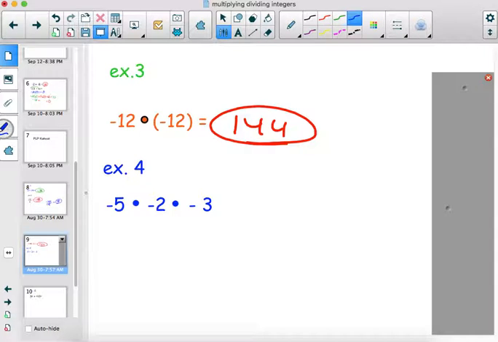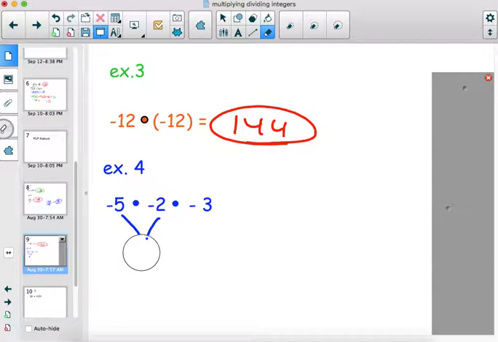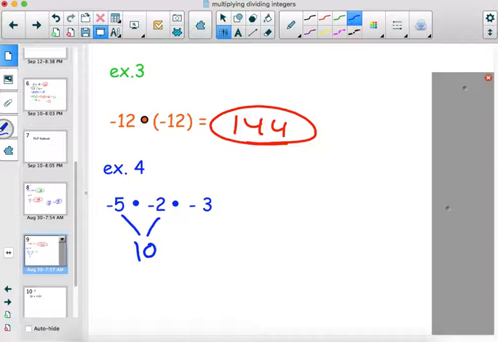Okay. So if you don't do that, then that would equal 10. Alright, step away for a second. So Jenna says if you think about it like this, you could do -5 times -2. Negative times negative is a positive 10. And then you're going to times -3. And since you're not doing two negatives, it's going to be negative.